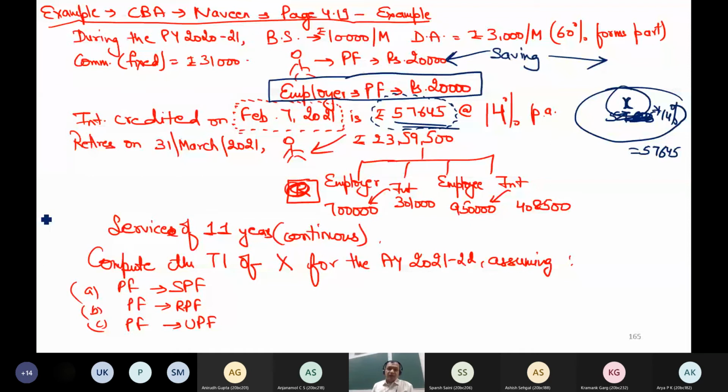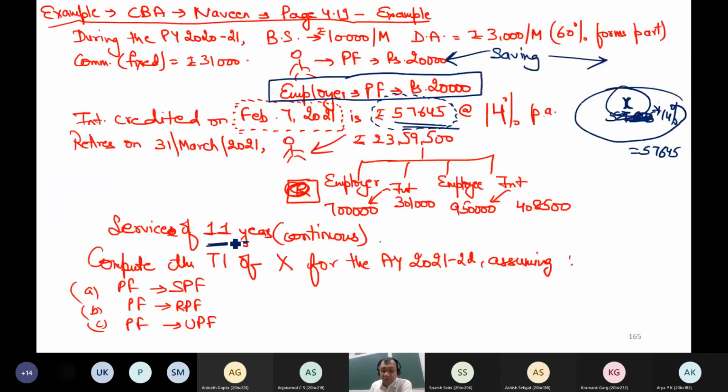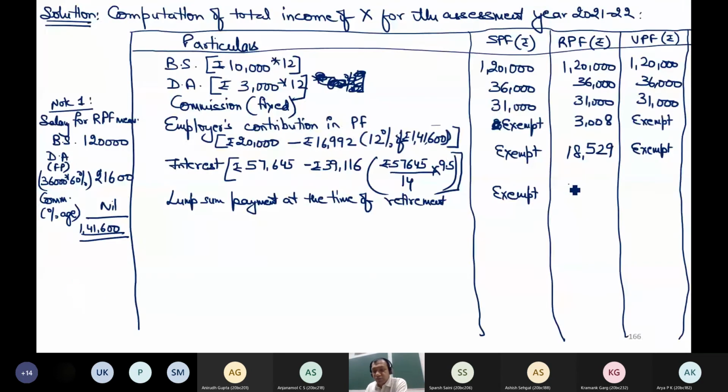Then what? Another income which is received at the time of retirement. So now I will write lump sum payment at the time of retirement. In case of SPF, whatever lump sum payment of around 23 lakh I am receiving is tax free. So I will write exempt. In UPF or in RPF, it is also exempt in RPF because the job is continuously for 11 years. So I will write exempt here also because the job is continuously for 5 years or more.